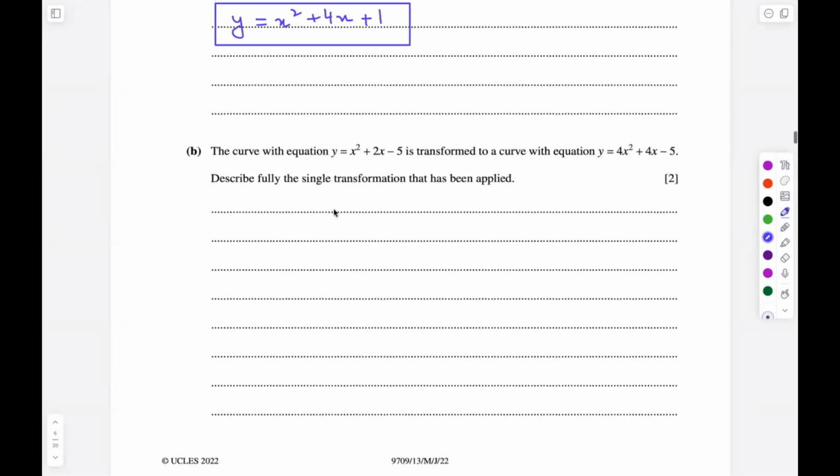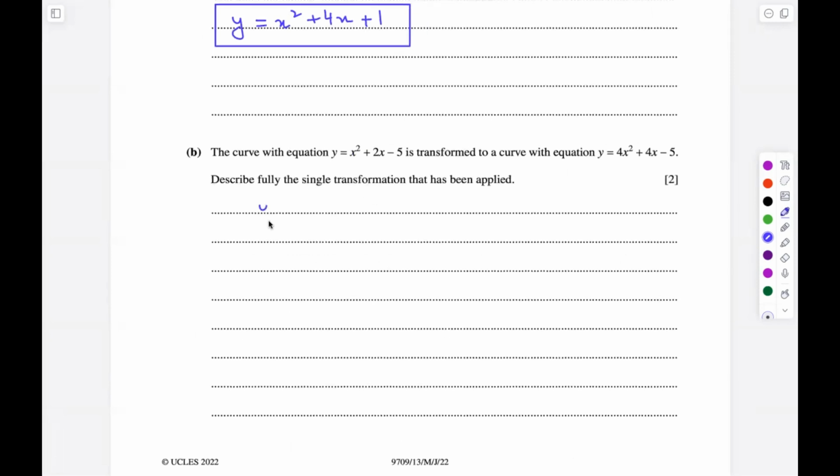In part B, it says the curve with the original equation y equals x squared plus 2x minus 5 is now transformed into y equals 4x squared plus 4x minus 5. We have to describe fully the single transformation that has been applied.